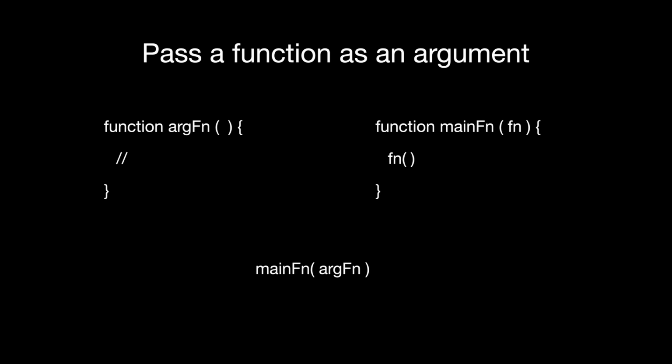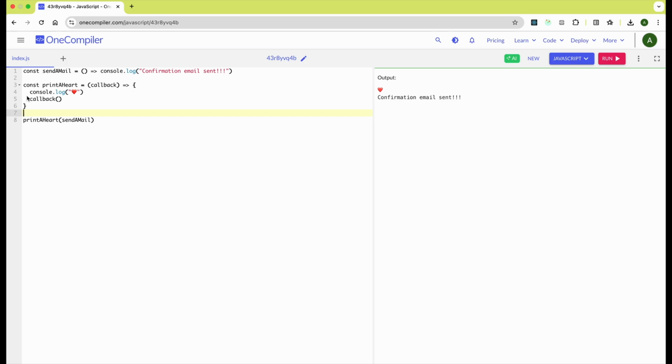So it's quite similar to a callback function. The only difference is a callback function is called after performing a set of actions in the main function. But that's not always the case with passing function as an argument. It's simply sending a function to another, and it might be used immediately or later. So here we are calling callback after printing a heart. But with a regular argument function, it can be called at any order depending on the use case.